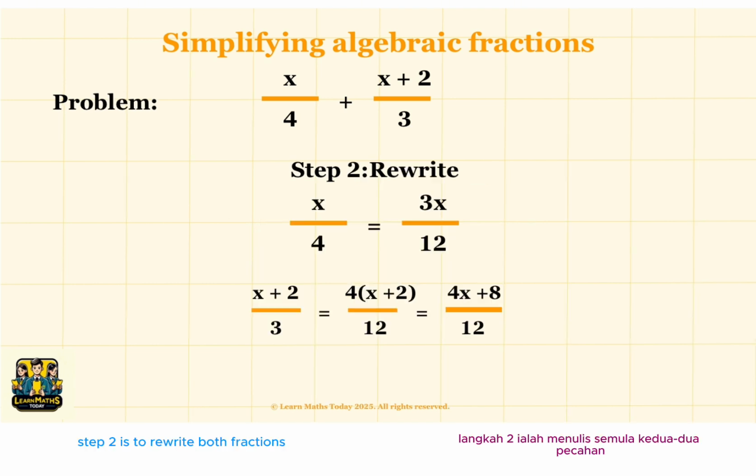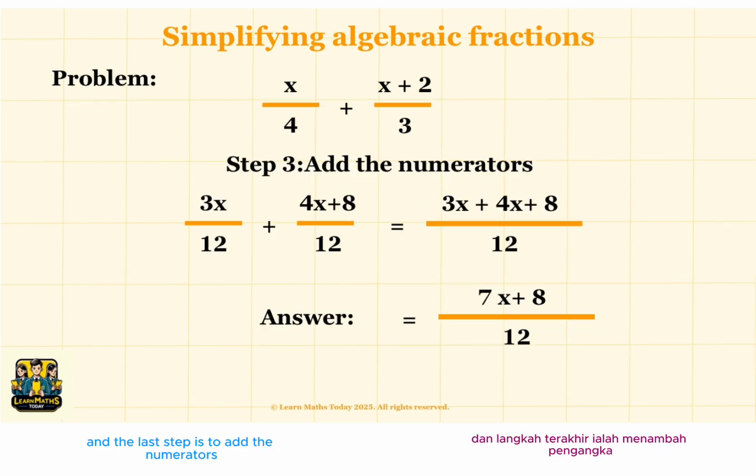Step 2 is to rewrite both fractions such that the denominator is 12. And the last step is to add the numerators so that we get the final answer, 7x plus 8 over 12.